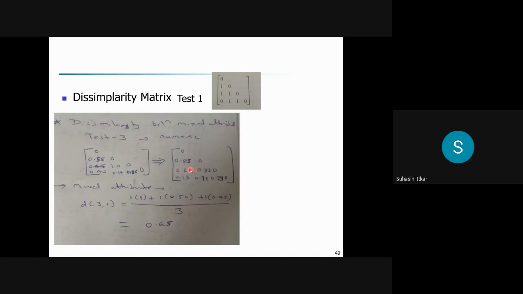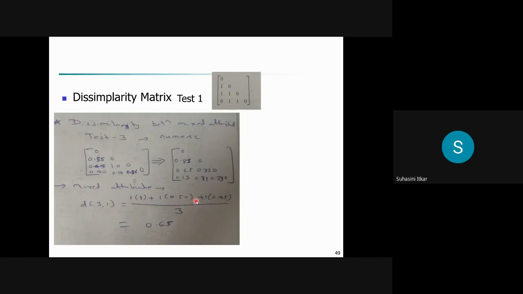On a similar line, if you want, you can try this also. This is 3 and 4. So if you calculate, the answer will come as 0.71. The answer will come as 0.71. So in that way, the dissimilarity matrix is calculated for the mixed attribute.